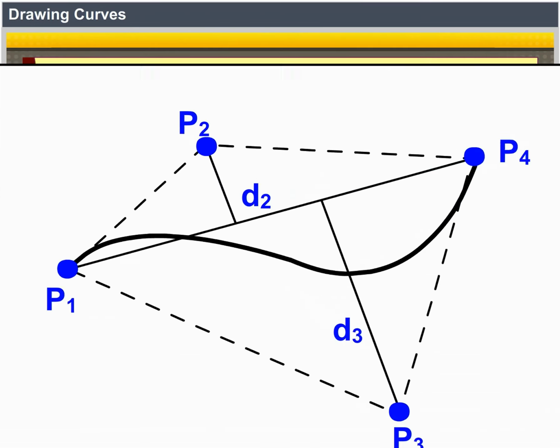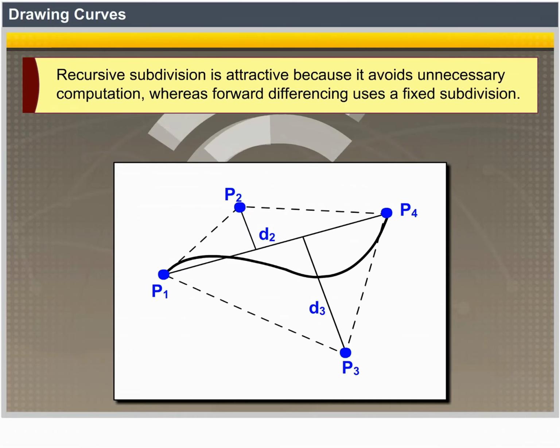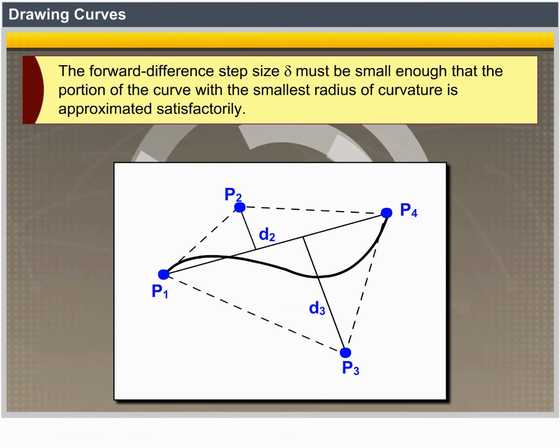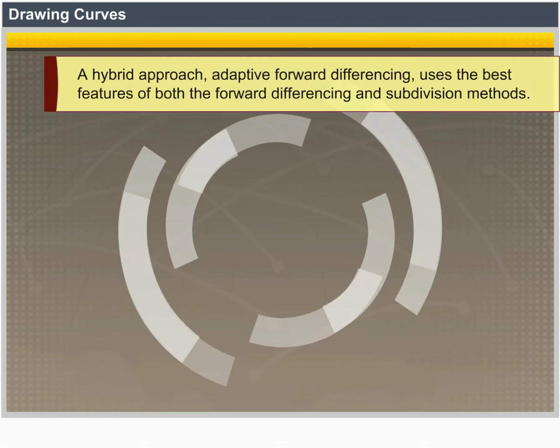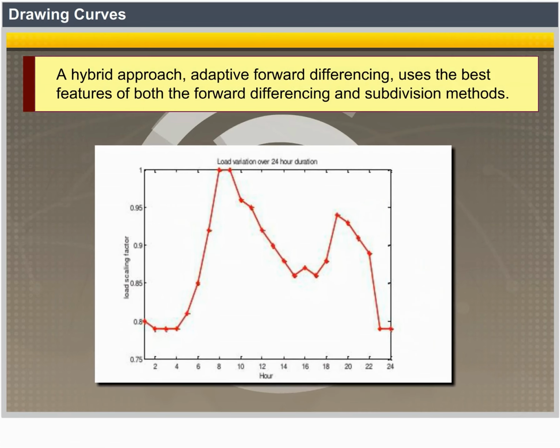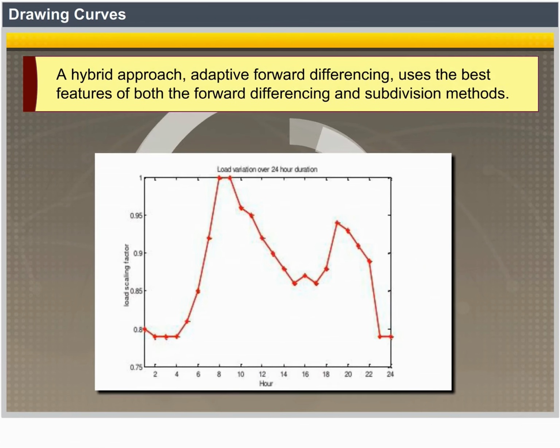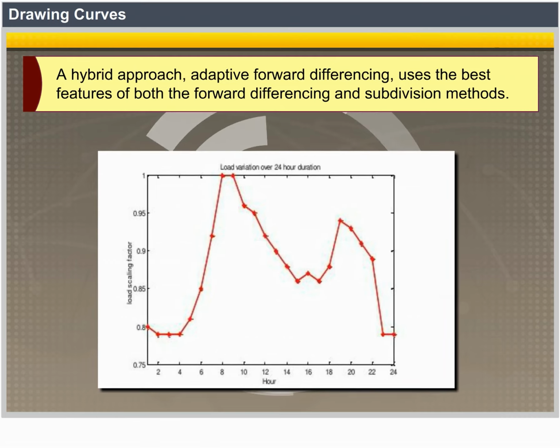Recursive subdivision is attractive because it avoids unnecessary computation, whereas forward differencing uses a fixed subdivision. The forward difference step size delta must be small enough that the portion of the curve with the smallest radius of curvature is approximated satisfactorily. For nearly straight portions of the curve, a much larger step size would be acceptable. A hybrid approach, adaptive forward differencing, uses the best features of both the forward differencing and subdivision methods.